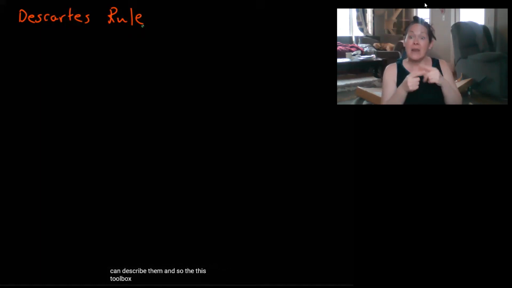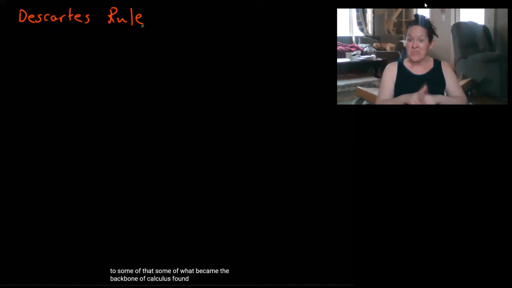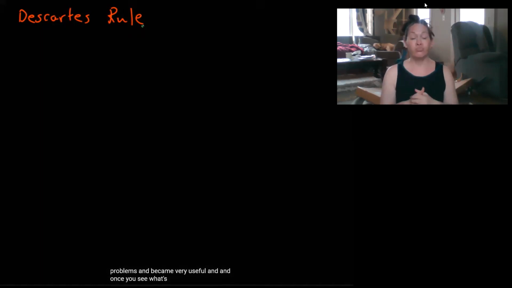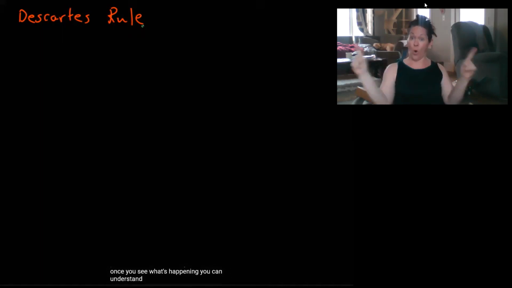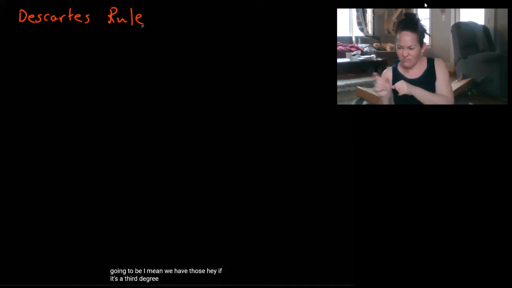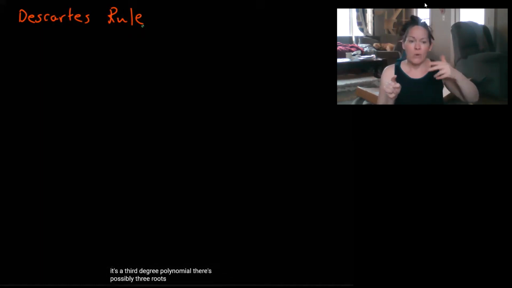And so this toolbox of these things that Descartes, Leibniz, who else worked on these? There was a whole bunch of people working on this stuff that kind of led to some of what became the backbone of calculus, found quick ways of finding solutions and solving problems. It became very useful. And once you see what's happening, you can understand the process, but I don't think it's intuitive. I don't think looking at a polynomial and its coefficients tells you a lot about what the solutions are going to be. I mean, we have those, hey, if it's a third degree polynomial, there's possibly 3 roots.